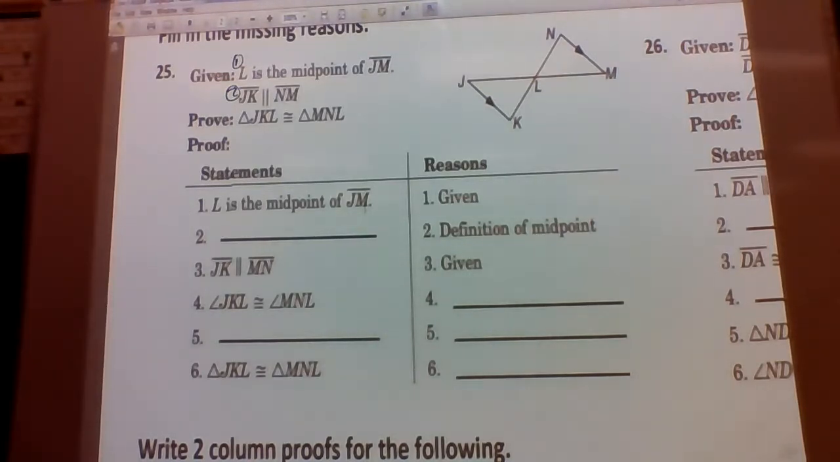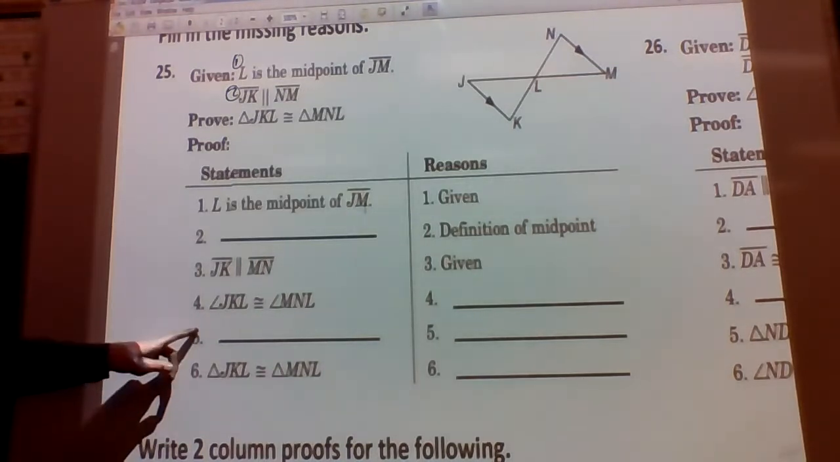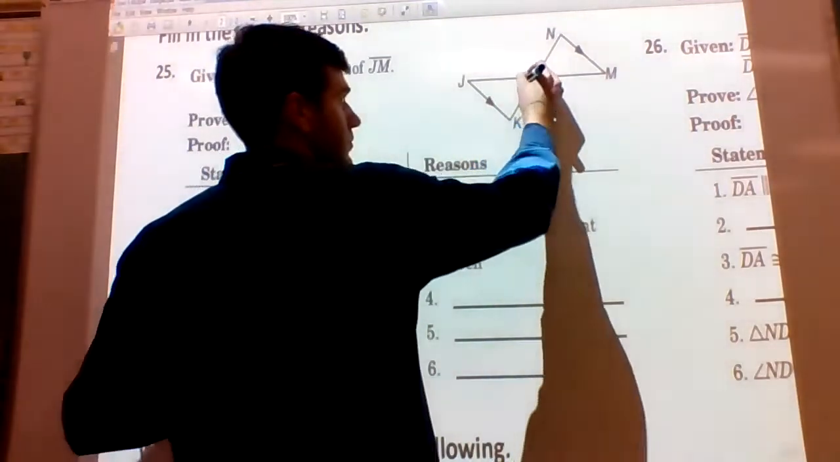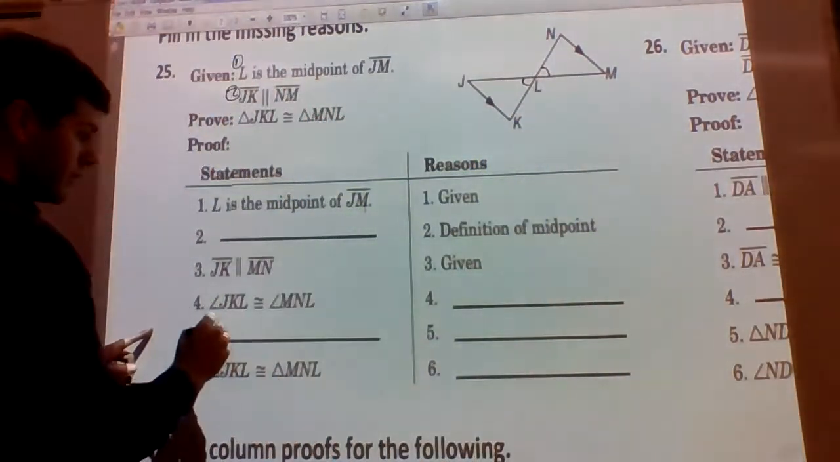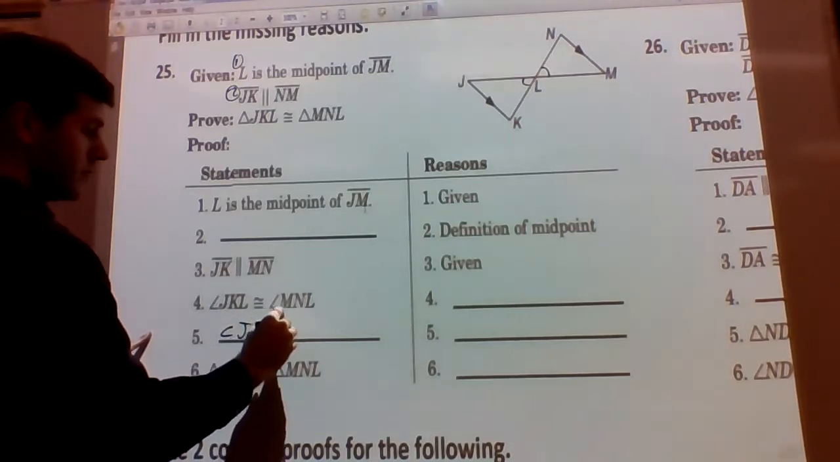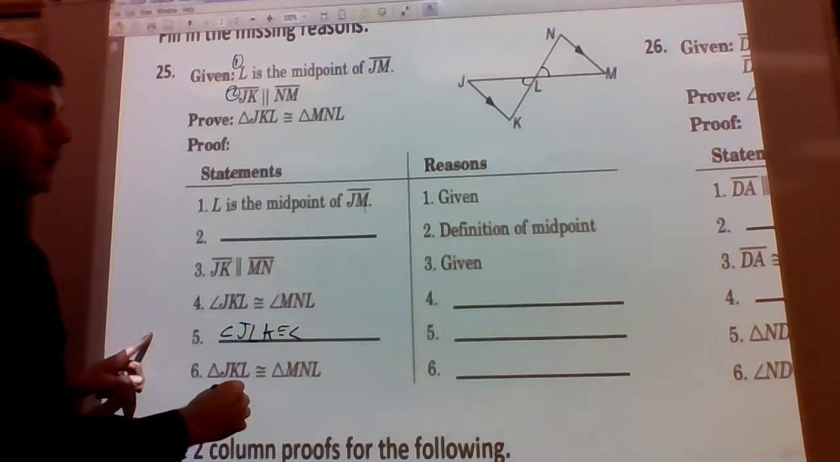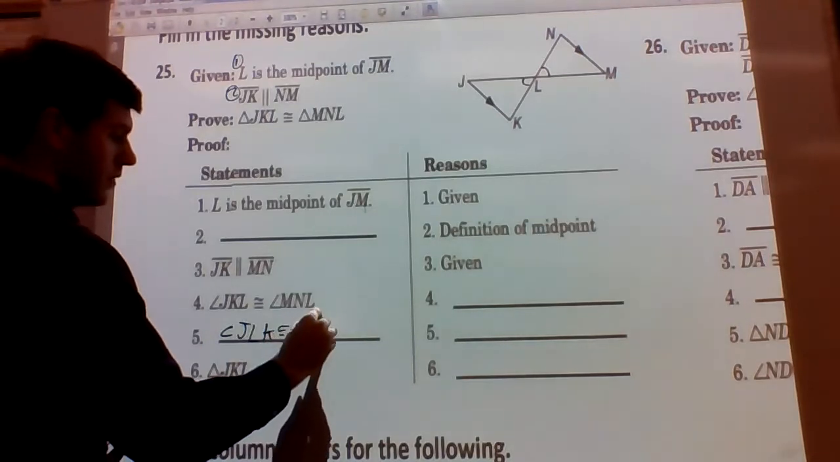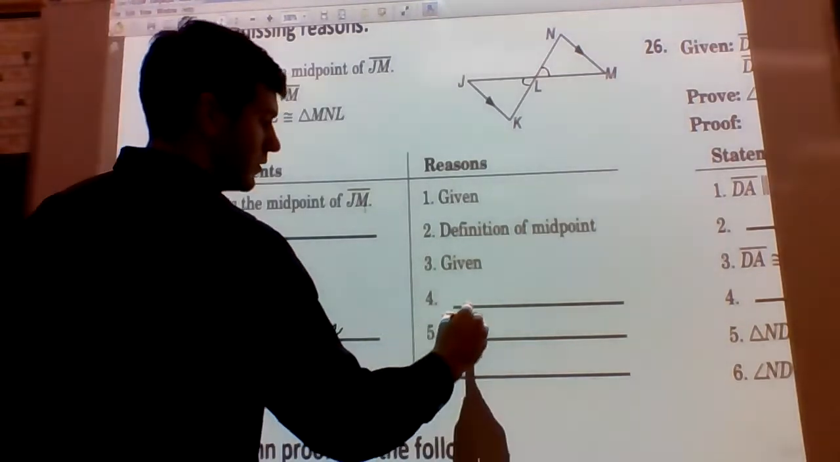The next thing I like to do is to look for shared sides or vertical angles. We do have vertical angles. So angle JLK is going to be congruent to angle MLN by the vertical angle theorem.